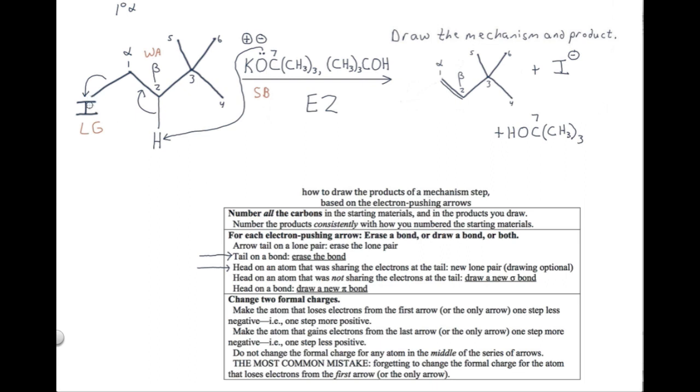Now, because this iodide is at the end of the series of arrows, we have to change its formal charge. We make this atom that's gaining electrons from the last arrow one step more negative. This iodide started neutral, and it's gaining electrons, so it changes to negative. I've already changed the charge there on the iodide.